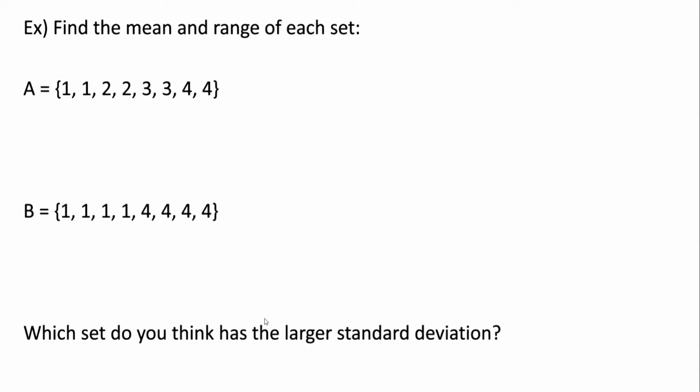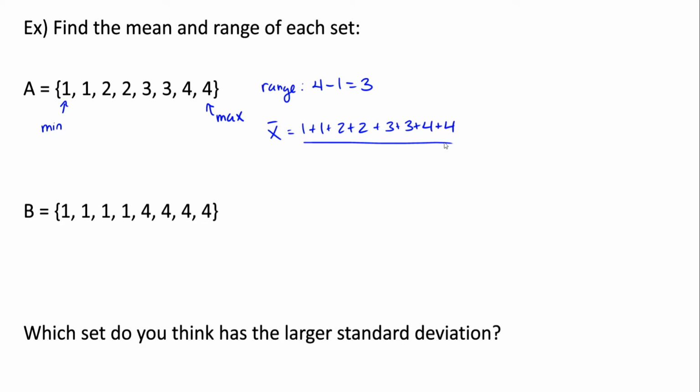Let's look at an example here where we want to find the mean and range of each data set. So for our range, we need to identify the maximum and the minimum. And these are already in order from least to greatest. So our range here will be 4 minus 1, which is 3. And our mean is equal to 1 plus 1 plus 2 plus 2 plus 3 plus 3 plus 4 plus 4 over 8. Our mean ends up being 2.5.